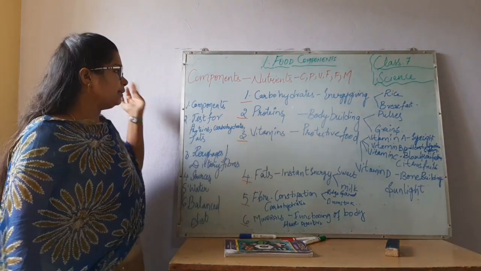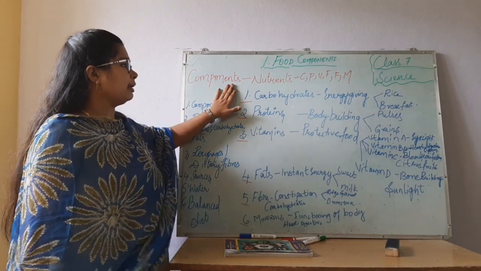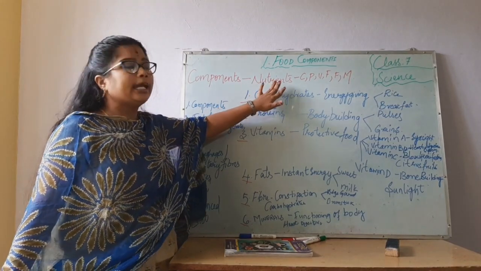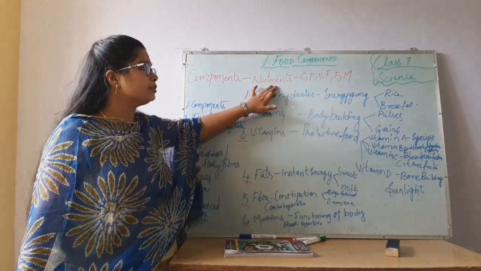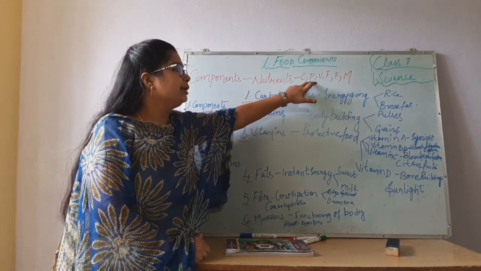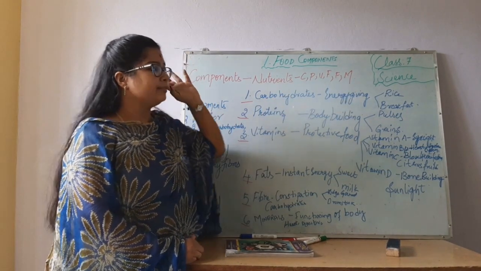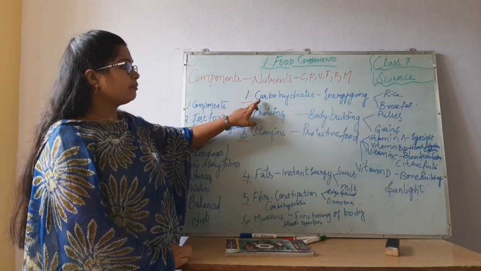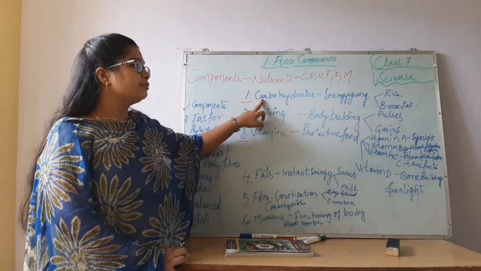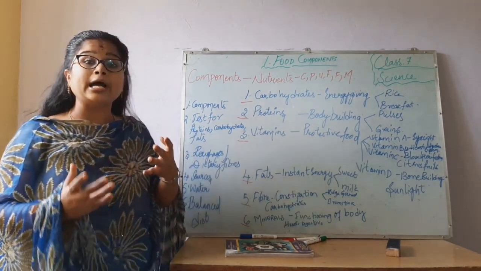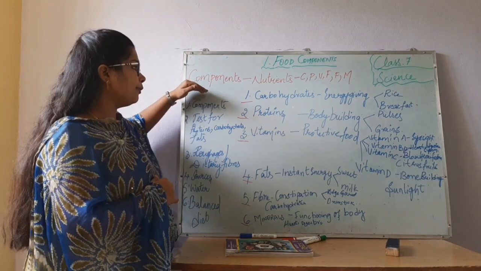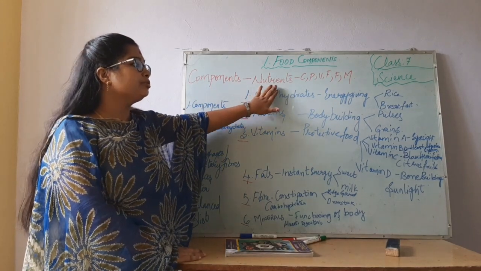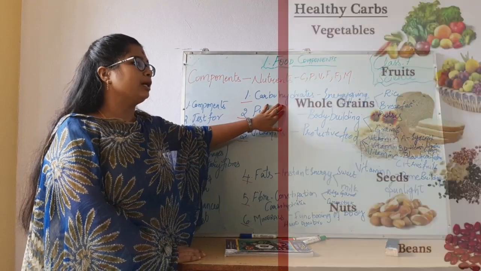So actually the components are nothing but the nutrients. The main components are nutrients. In nutrients you are supposed to learn about C, P, V, F, M. What are C, P, V, F, M? Let us see. The first one is carbohydrates. In nutrients, the first one is carbohydrates.